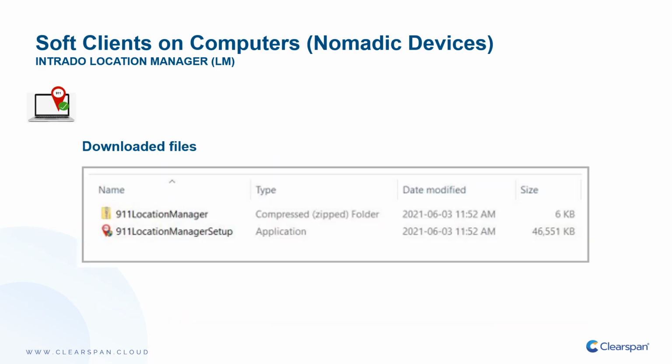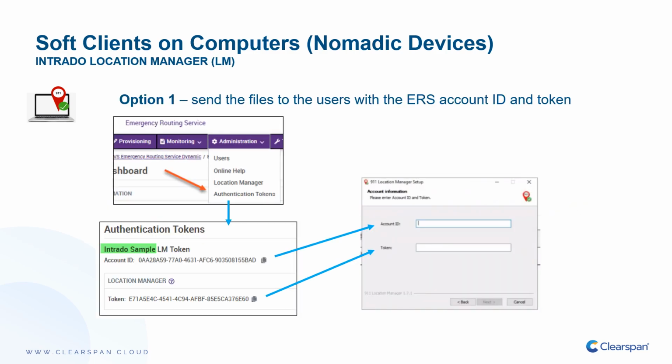When downloading the two files, ensure that they reside in the same folder. The next two slides will cover two options for distributing the files to the end users. The first option is essentially distributing the two files directly to the end users without any additional modification. However, the administrator will have to provide their Intrado account ID and account token information to the end users so they can use that information during their installation of the Location Manager software.